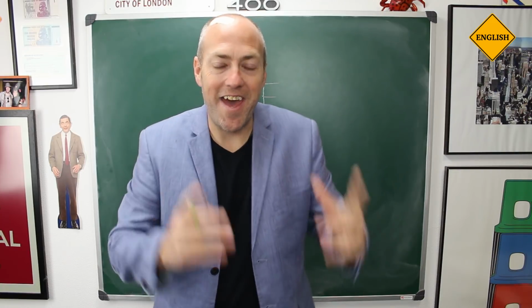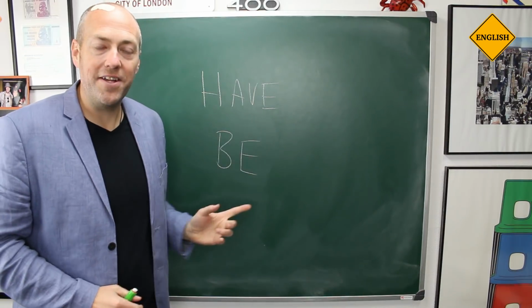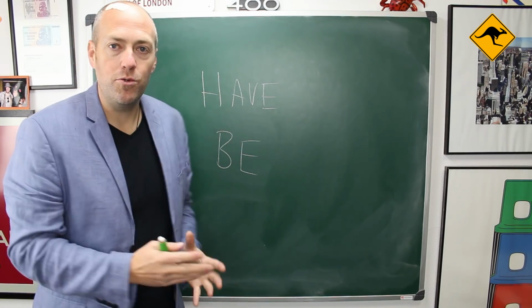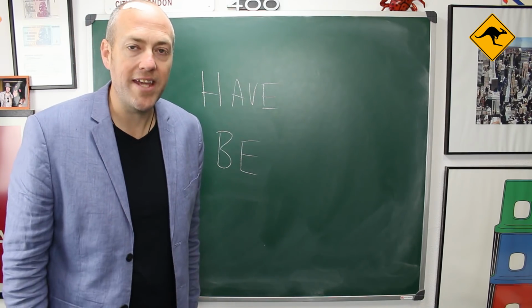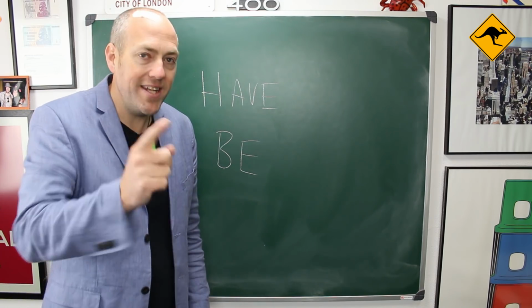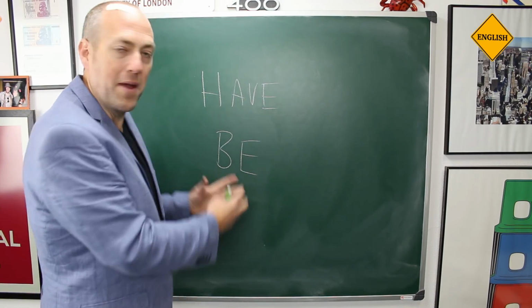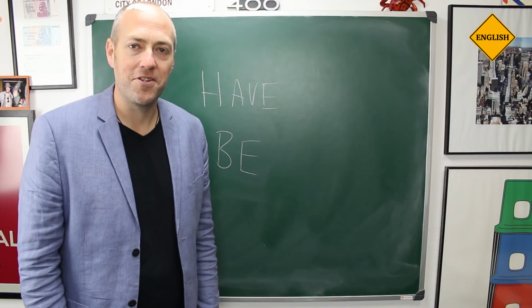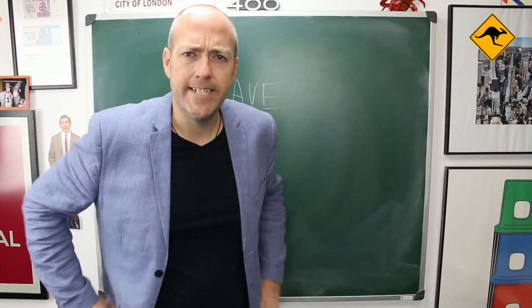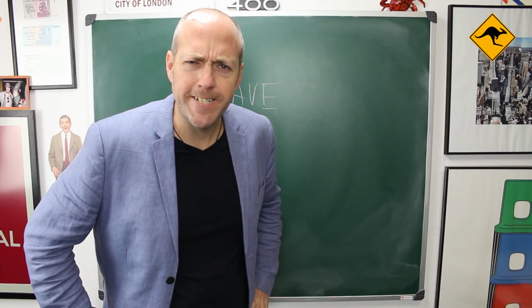Number 9, and the verbs have and be. So in Spanish, have is used for temporary states, like tengo hambre, tengo frío. But in English, we use the verb be for temporary states. I am cold, I am hungry, I am angry.